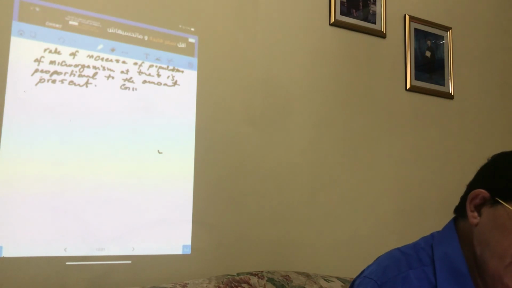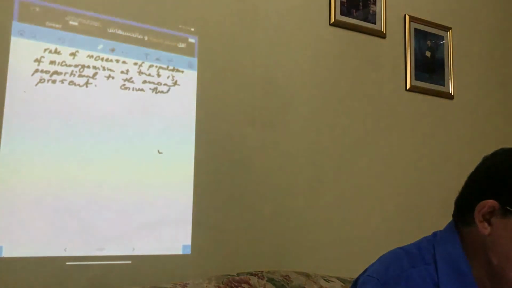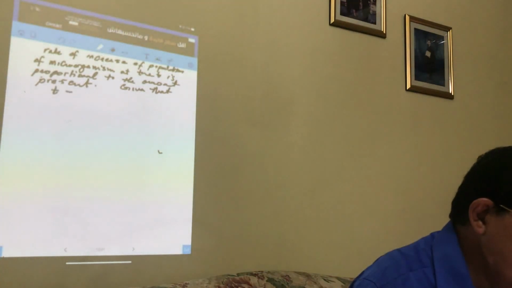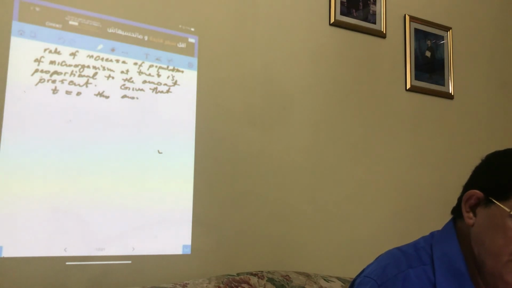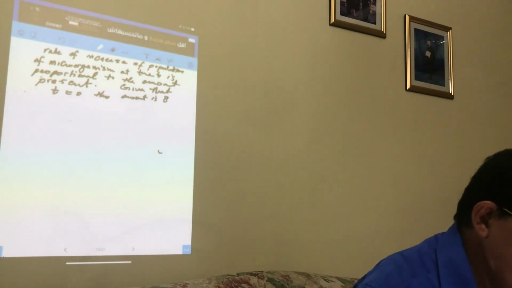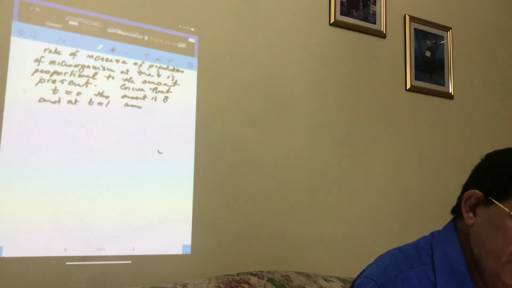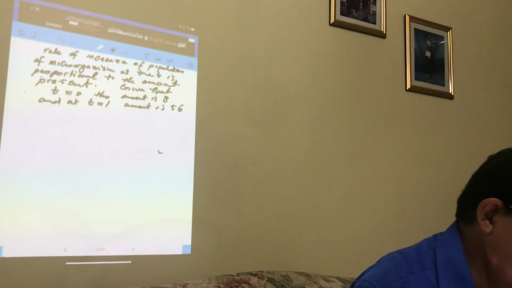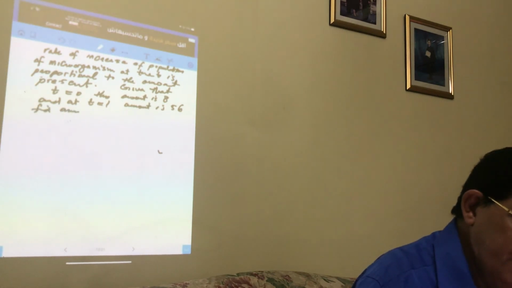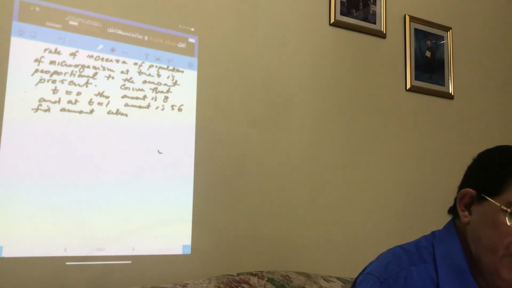Given that at t equals 0, the amount is 8, and at t equals 1, the amount is 56. Find the amount when t equals 2.